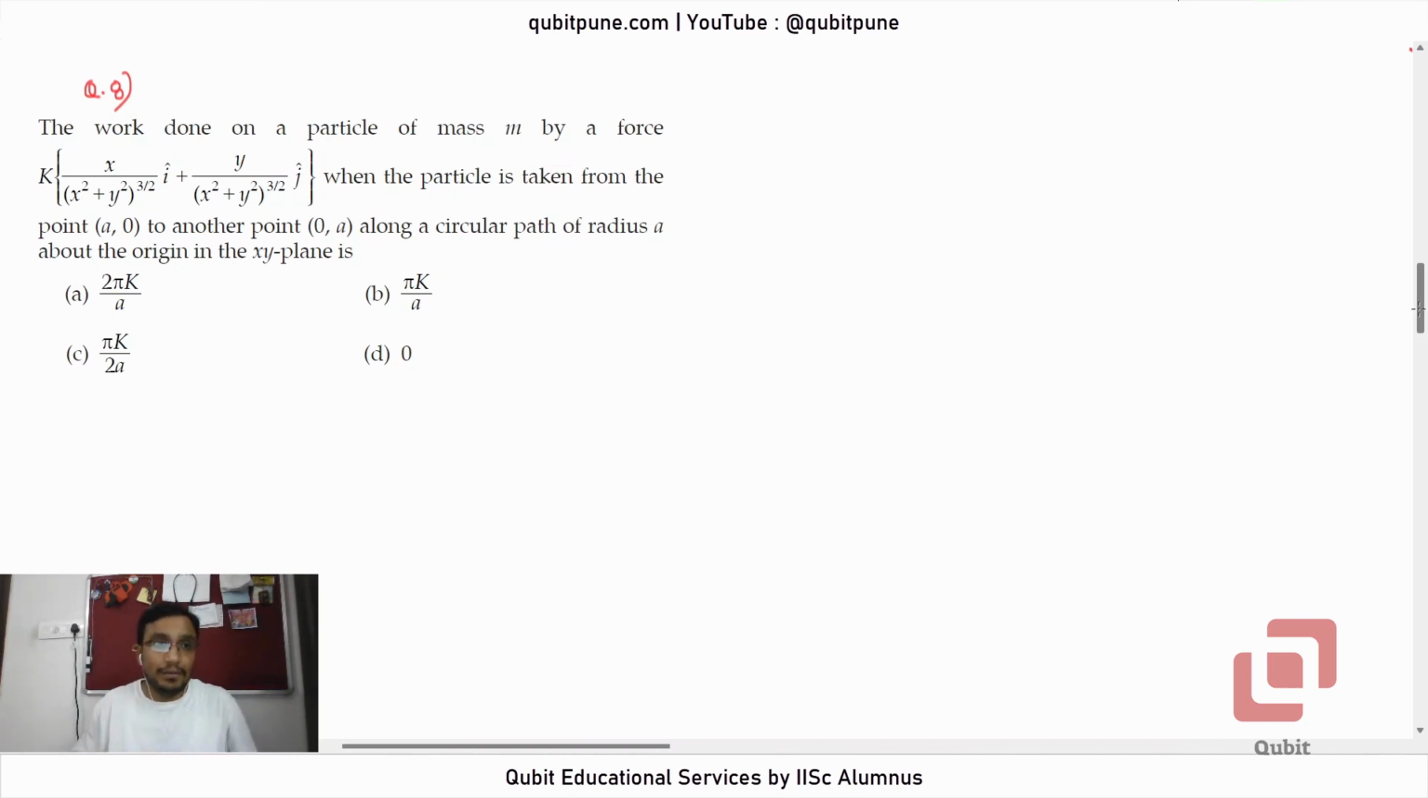What are we asked to find? Work done. Work done is what we want to find, and we know the formula for the work done. It is the dot product of force and displacement.